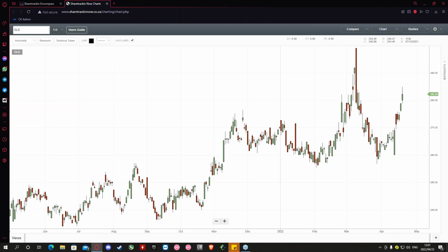Now, first of all, you can change your line color. For instance, if we want a red line, we can select red, and we can also select the thickness of the line. So let's go with a slightly thicker line to make it easier to see.